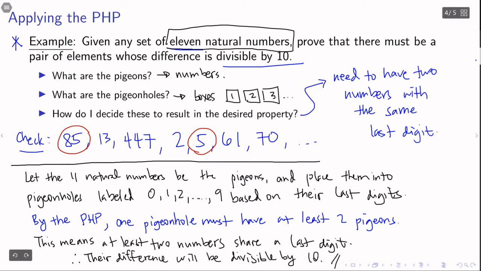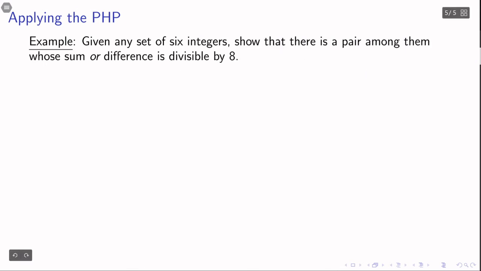Okay, so let's look at another problem, one that is slightly different here. Here you're also given a set of integers. They're not natural numbers anymore. Here they're just integers, so they're allowed to be negative. And you're given 6 of them. And the statement is, there is a pair among them whose sum or difference is divisible by 8.